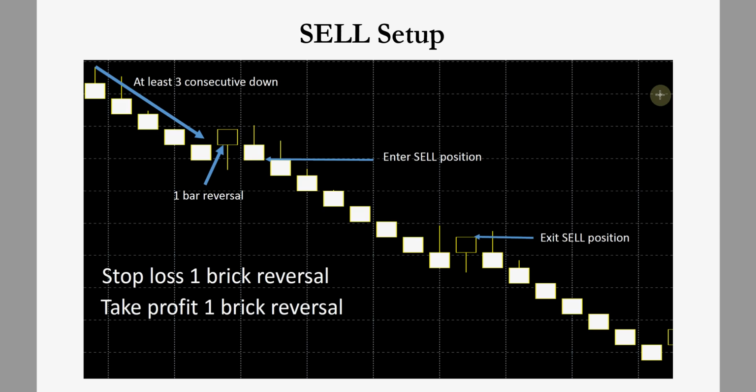Okay, let's see how the sell setup works. Sell setup is similar. First condition is that you will wait for at least 3 consecutive bars going down. After that, you also look for a reversal candle or a reversal break. 1 reversal break. Remember, only 1 reversal break, not 2, not 3, 1. Then you will wait for the confirmation break in the same direction as it was before. Then you put up your sell position, and then you ride your trade until you get a reversal break.